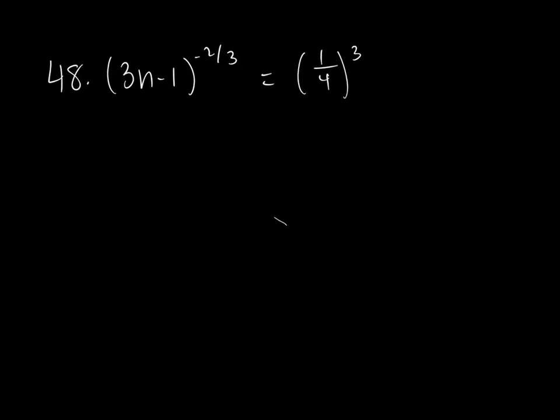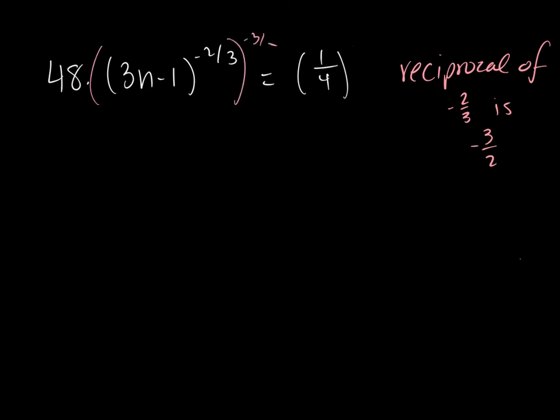And lastly, let's look at 48. In 48, we're given the expression 3n minus 1 to the negative 2/3, and that has to be equal to 1/4. So the first thing we're going to do is figure out what the reciprocal of negative 2/3 is. And the reciprocal of negative 2/3 is negative 3/2. So we're going to take both sides to the negative 3/2 power.